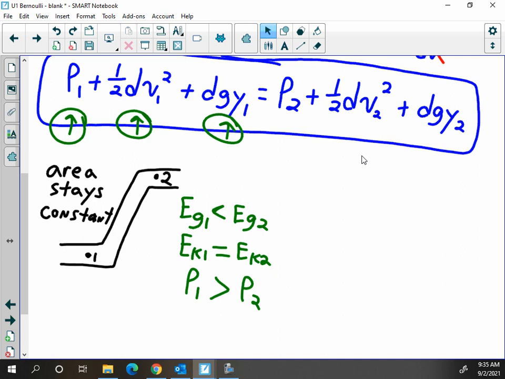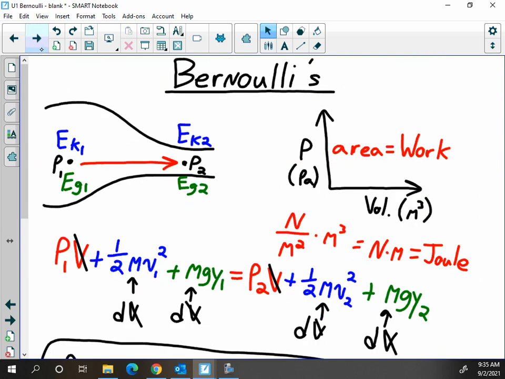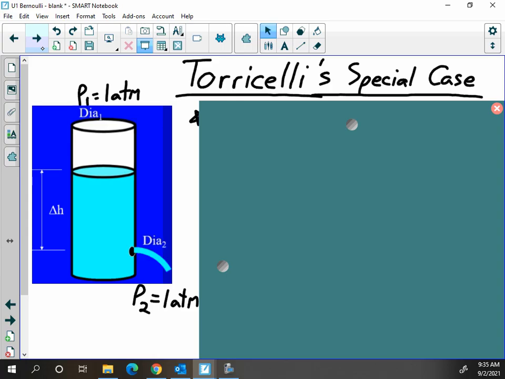Okay. All right. So that's Bernoulli's, and we have one more thing to write down related to this. Torricelli's special case of Bernoulli's. So, yes, more Italian. All right, now, special cases are often or sometimes referred to as shortcuts in physics. And personally, I'm not a fan of shortcuts.